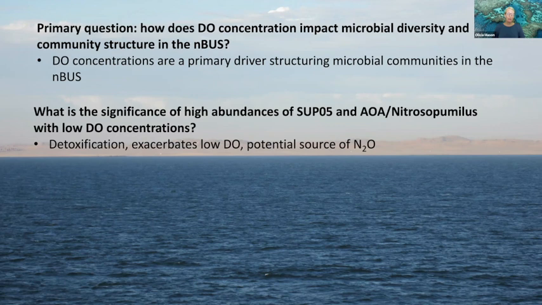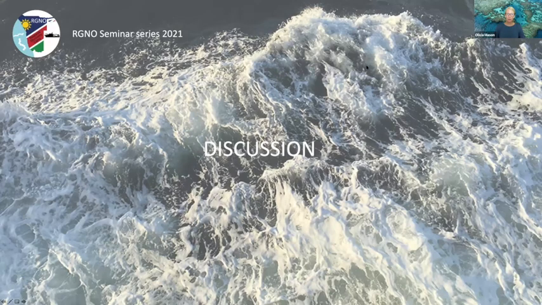So they're going to continue to draw down oxygen where you already have low oxygen conditions with their metabolism. But probably the most important is that SUP05 can switch to using nitrate as a terminal electron acceptor, and both are a known source of N2O. This means that we have these really abundant microbes that are potentially producing N2O in the water column, that potent greenhouse gas. So that's a summary of what we learned about the microbes in the NBUS. I'll stop there and invite any discussion that we might have.